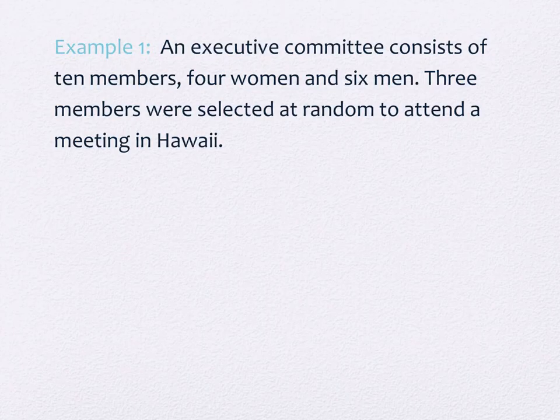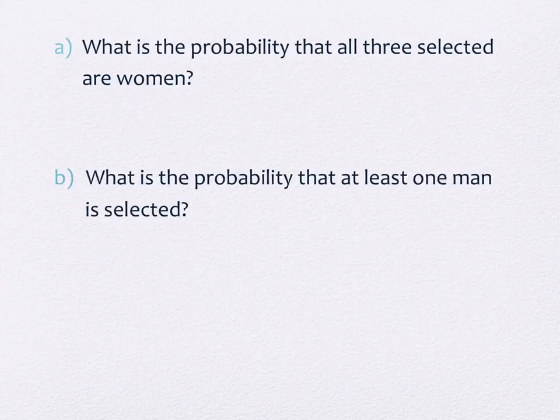So this example is the idea of drawing names out of a hat, so to speak. We have an executive committee of 10 members. There are 4 women and 6 men. 3 members are selected at random to attend a meeting in Hawaii. You want to go? Yeah, that'd be great. We should all take a trip to Hawaii. Okay, so when we reach in, and maybe I should make mention of the fact here, that if you take a look at the questions that are being asked afterwards, it helps you to know how to draw your tree diagram. These questions are all based on whether it was a man or a woman's name that was drawn.